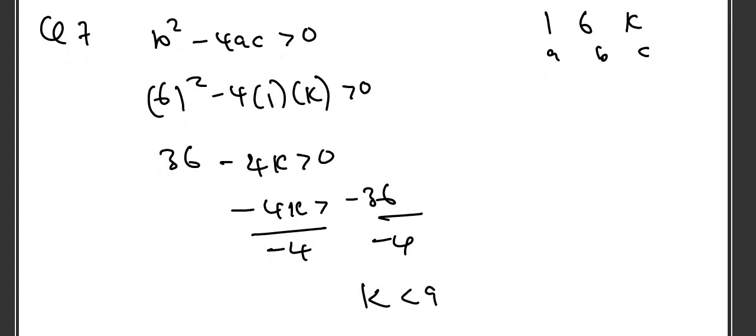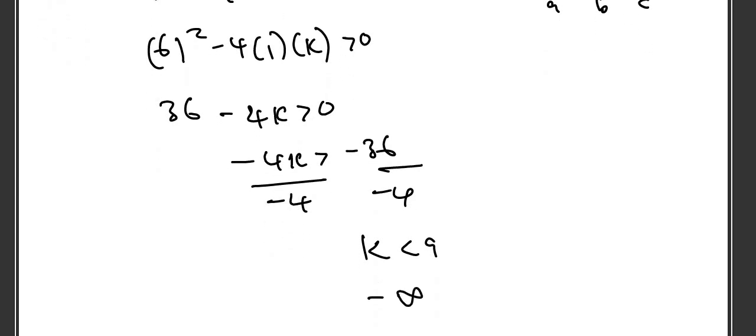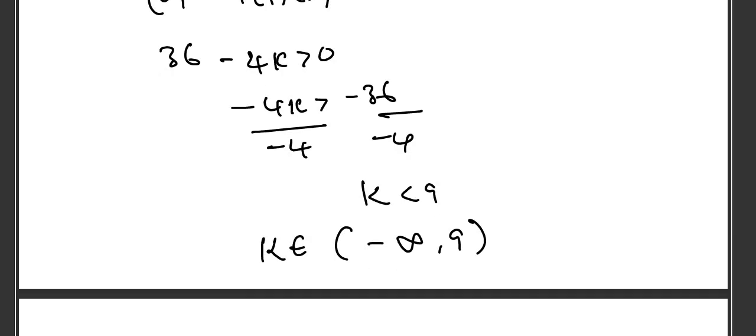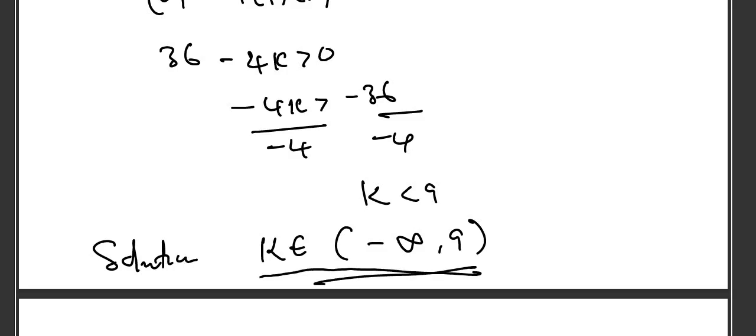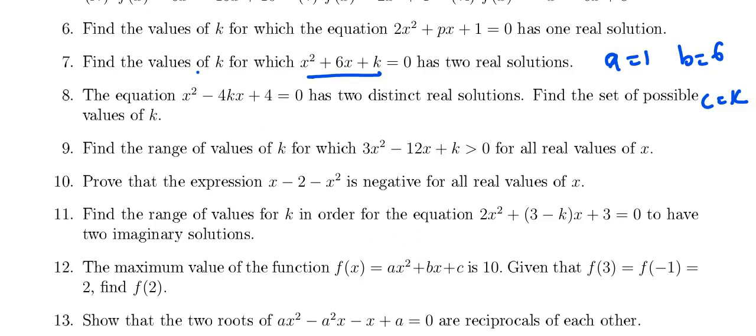So all values that are less than 9 can be k. So k is in this interval. This will stand as our solution because it's an interval: k can come from any value between negative infinity and 9. That's what you'll get as your number 7. So that's how we do number 7. All these questions require you to apply the knowledge of the discriminant test. The same applies for number 8.